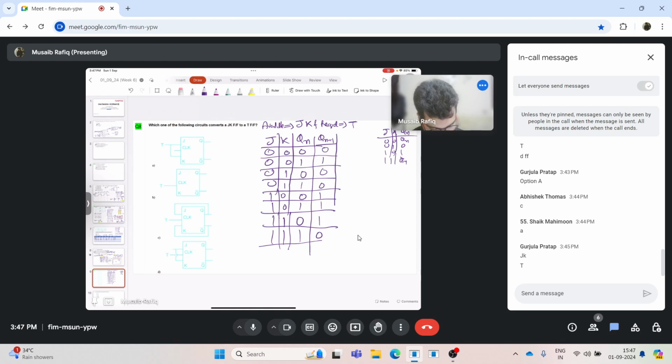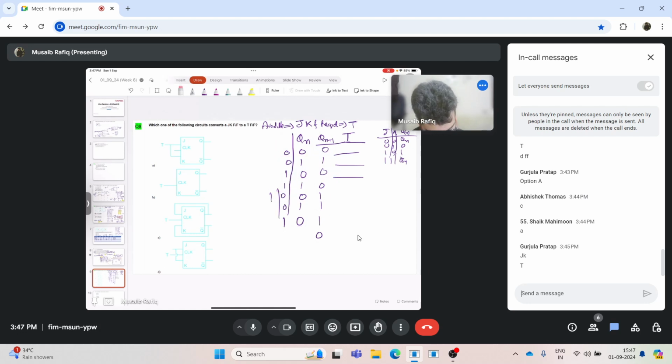Now after that, we are done with the two steps. That is, first was identification, second one was making the characteristic table. So the third step will be writing the excitation table. Oh, I messed up, sorry. See, this happens.